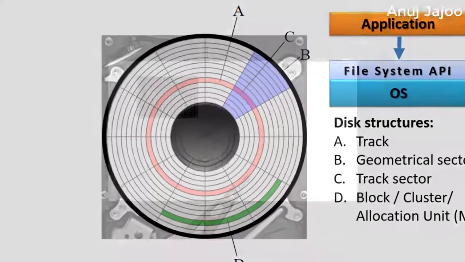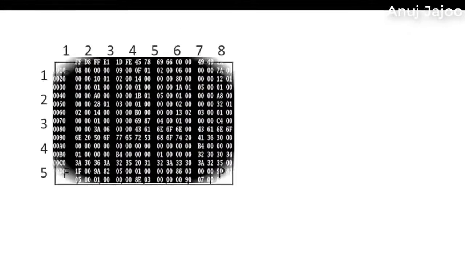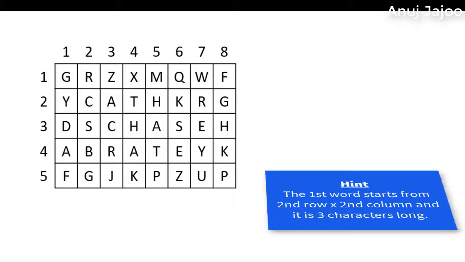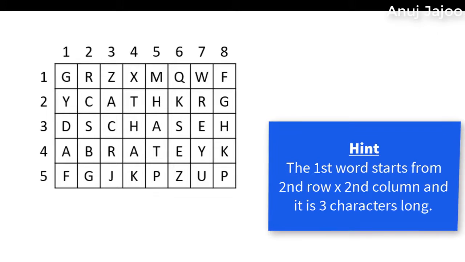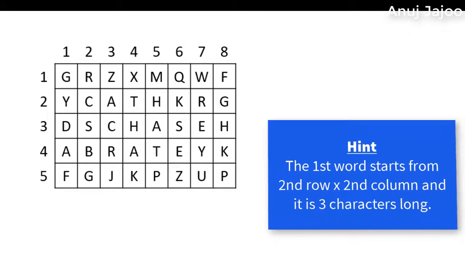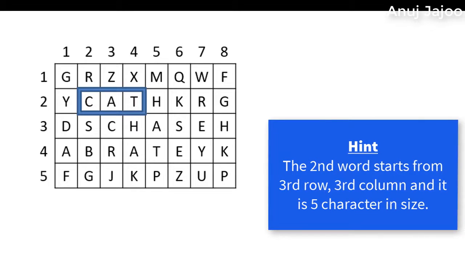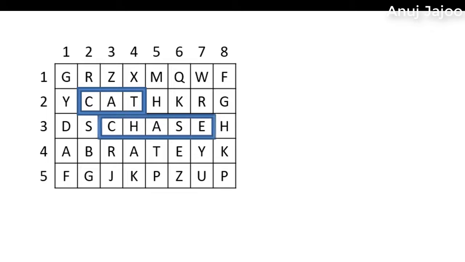Now let us understand how a file is organized on the secondary memory. To begin with, I have a puzzle for you. There are two English words hidden somewhere in the grid. Can you find them? Let me give you some hints. The first word starts from the second row and second column and it is 3 characters long. And the second word starts from the third row and third column and it is 5 characters long. Now it is easy, isn't it?